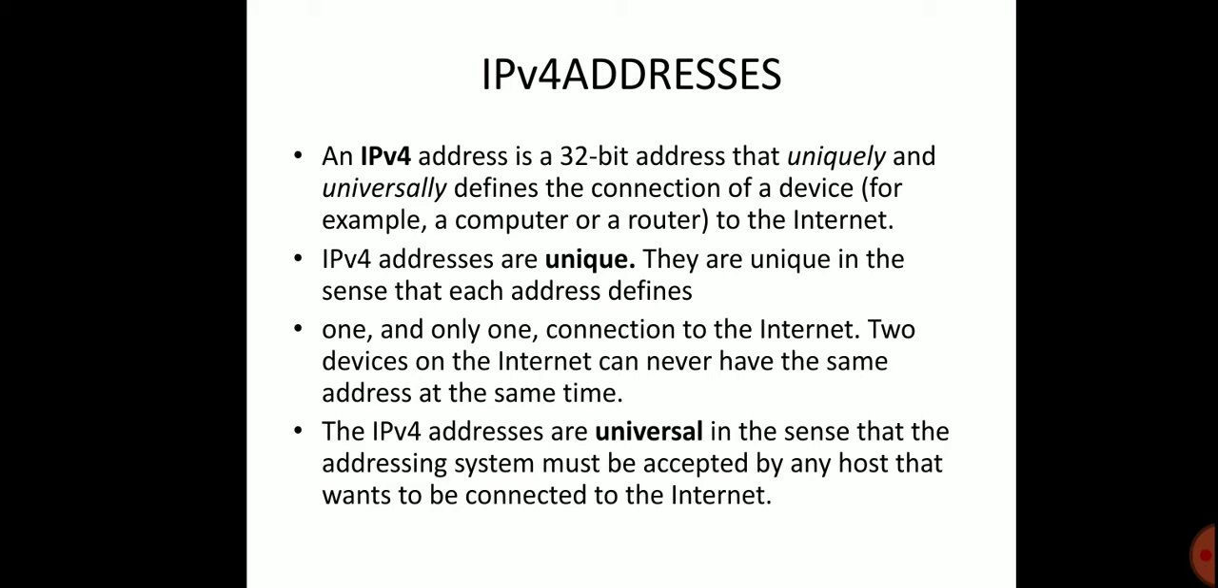An Internet Protocol address has a fixed length of 32 bits. It is a 32-bit address that uniquely and universally defines the connection of a device, for example, a computer or a router. The IPv4 addresses are unique in the sense that each address defines one and only one connection to the internet. Two devices on the internet can never have the same address at the same time. The IPv4 addresses are universal in the sense that the addressing system must be acceptable by any host that wants to be connected to the internet.